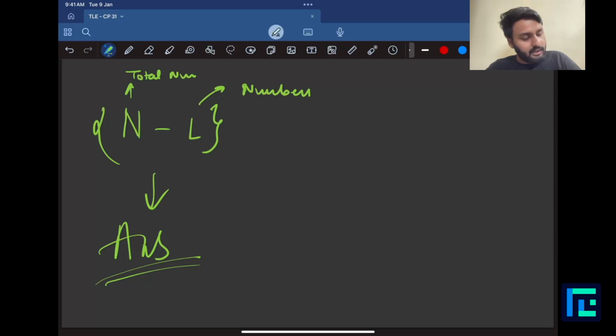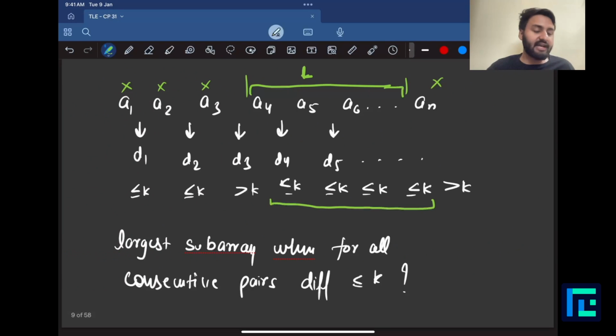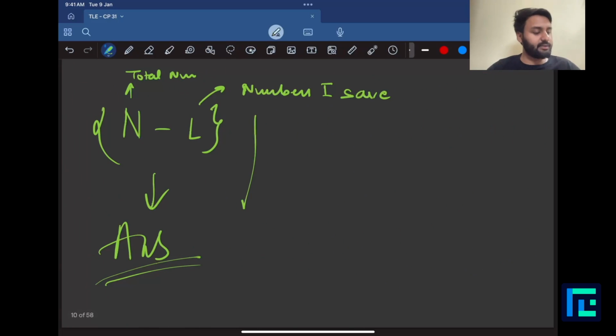Numbers I save. So once I've done this, of course, it makes sense that I have created a sequence of numbers which has every consecutive element with a difference less than or equal to k, and I have removed the other numbers, which are not useful to me. I have made sure that they are minimized, since I have made sure my segment length was maximized. So it was as high as possible, largest being the term over here, hence this term is as low as possible. Okay, so I hope this is clear. This is the whole problem.